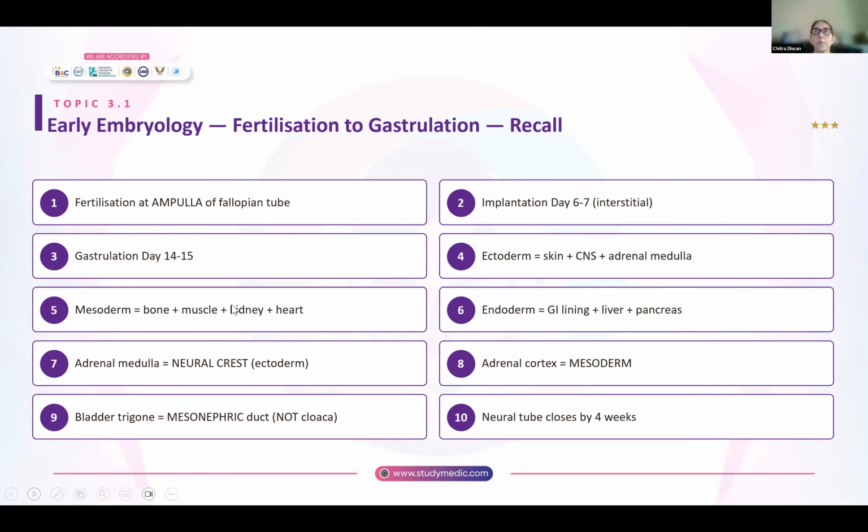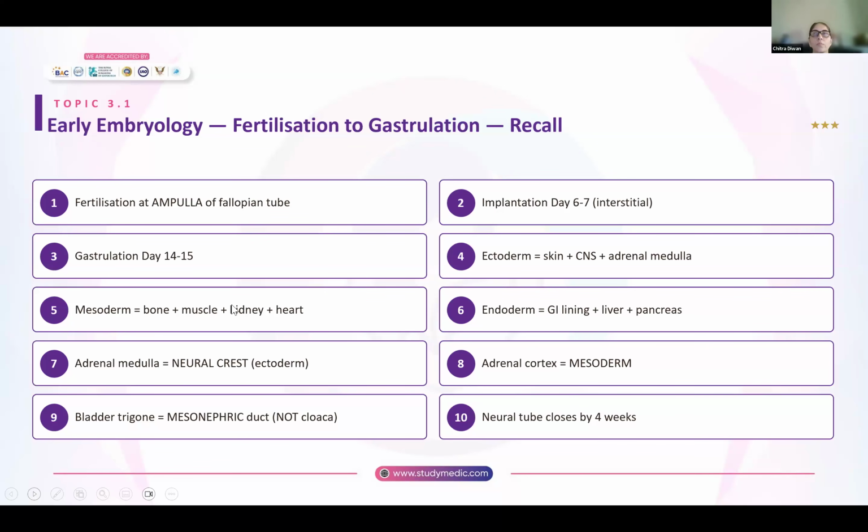Adrenal medulla, remember, it comes from the neural crest cells, which are called specialized ectoderm. And the adrenal cortex comes from the mesoderm. Bladder trigone: the rest of the bladder comes from the urogenital sinus, but the trigone comes from the mesonephric duct.